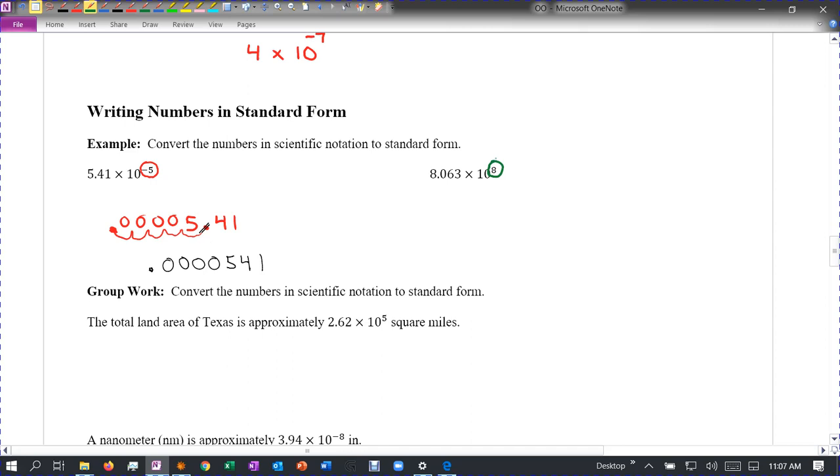Okay, on the next one, we have a positive exponent. And so we know this is a big number, so we're going to take our 8.063 and we're going to move our decimal point 8 places to the right. 1, 2, 3, 4, 5, 6, 7, 8. We're going to put 0, 0, 1, 2, 3, 4, 5 zeros. So we should get 8, 0, 6, 3, and then that's what, 5 zeros? 1, 2, 3, 4, 5. Put some commas in here. So we got 806 million is that number.